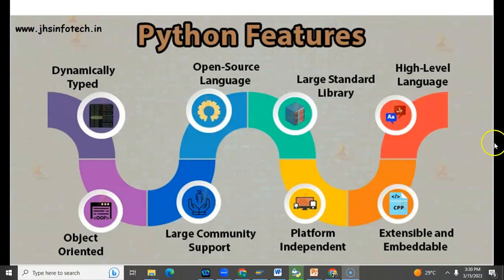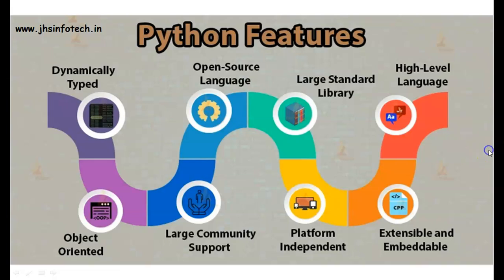So there are a few more features that we can see here. Python is object-oriented, so it supports object-oriented programming, and it also is dynamically typed. I'll explain what exactly dynamically typed means. We also have a large community of support. It's an open source language with a large standard library, which we already discussed. It is platform independent, meaning it can work on any platform. It is a high level language, and extensible and embeddable.